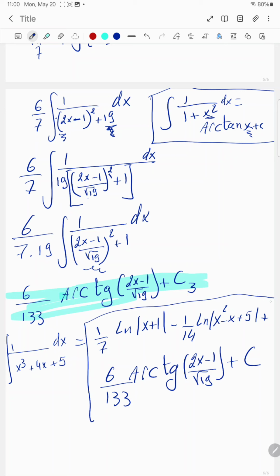So if you understand that exercise, there is nothing that you cannot do at your exam.